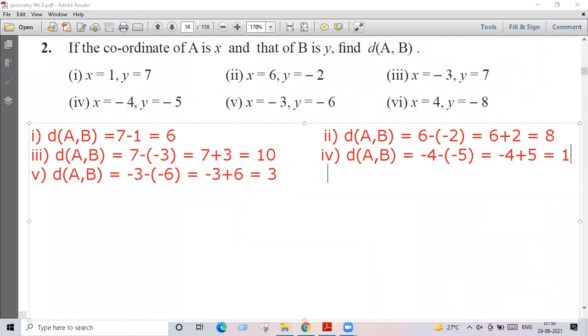And the final one that you have been asked. Finally the sixth one is 4 and -8. So tell me, is 4 bigger or is -8 bigger? Yes, so 4 is obviously greater than -8. Therefore, it is 4 plus 8 is equal to 12.